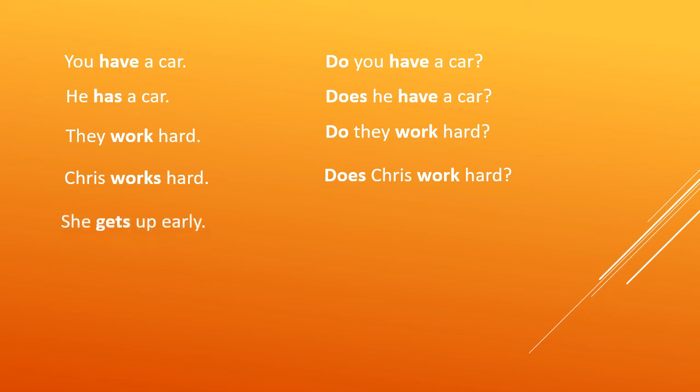Okay, next sentence. She gets up early. The verb has got S, gets. And what do we need? Do or does? That's right, we need does. Does she get up early? Okay, now we can also ask about time. What time? And then the rest is the same. What time does she get up? Does, and then subject she, and the verb, infinitive verb, get up.